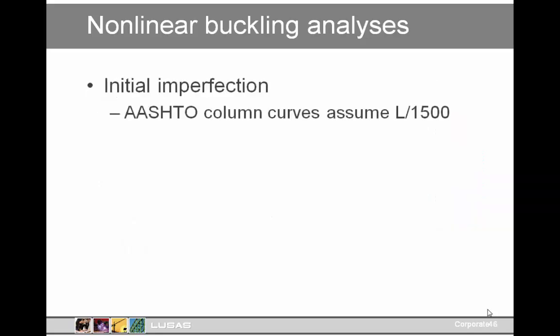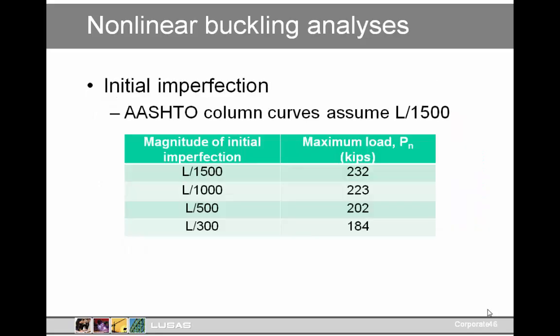But if a larger initial out of straightness is assumed, we get a lower and lower maximum load. So it's important when considering a structure to use the appropriate initial imperfection. For bridge girders where lateral torsional buckling is a consideration, span over 300 would probably be a good starting point with reference to AISC 30310.